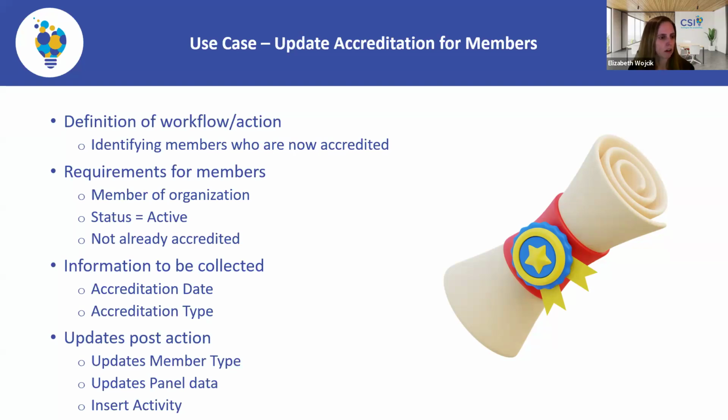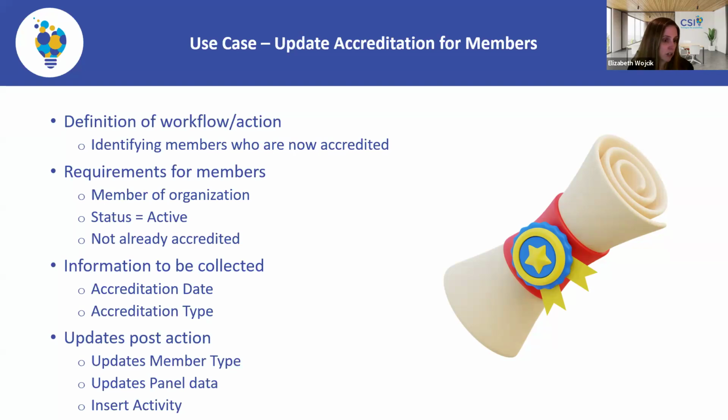Obviously the requirements are that they're connected to my organization, they're active, and maybe not already accredited. And then I want to know what date they were accredited as well as the type. So again, I'm going to collect that data, and based on those actions, I'm going to do a couple things.